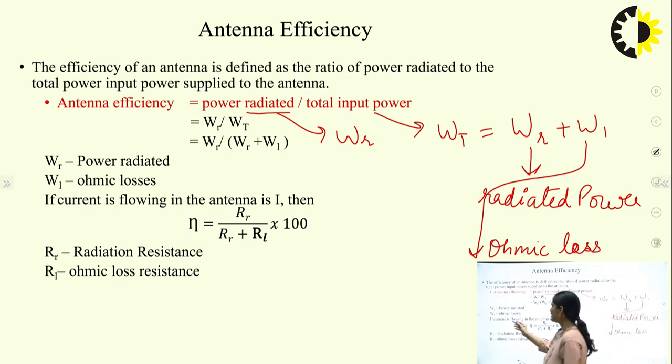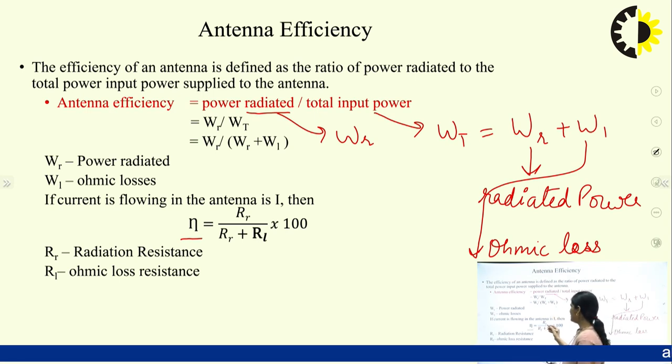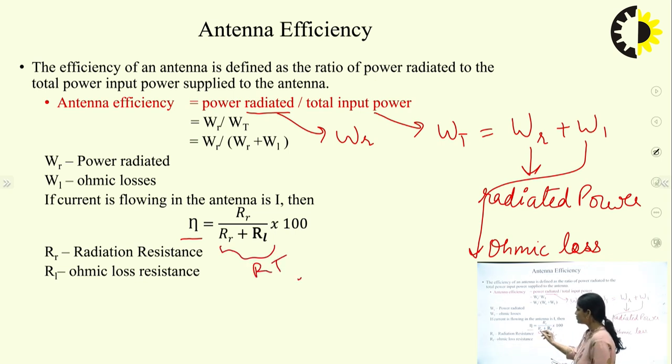So if the current flowing in the antenna is represented as I, and you want to find out efficiency, it is equal to total power radiated upon total input power. So here, if you want to find out efficiency in terms of R, meaning radiation resistance and ohmic loss resistance, efficiency is equal to what? Radiation resistance upon total resistance, and total resistance is RT, and RT is equal to RR plus RL. So RR is radiation resistance and RL is ohmic loss resistance. So this is also the formula for how we can find out efficiency for an antenna when you have given radiation resistance and ohmic loss resistance.